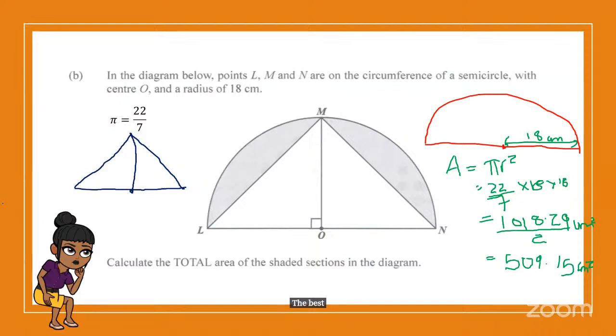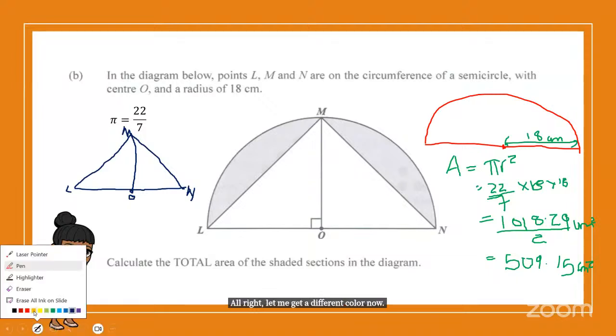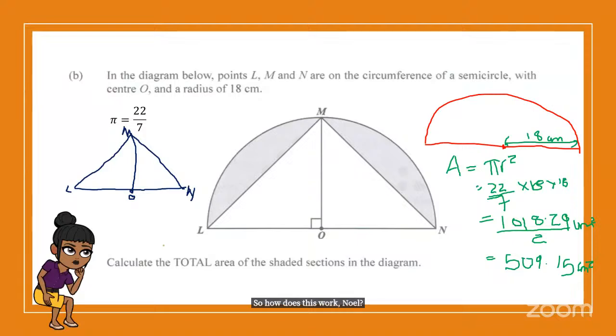Let me put in some letters here so you can help me tell what the base is. So it is L, M, N. And the O goes right here. All right, let me get a different color now. So how does this work now? What is the base? LN. LN is the base? Okay, awesome. So what is the dimension for this?